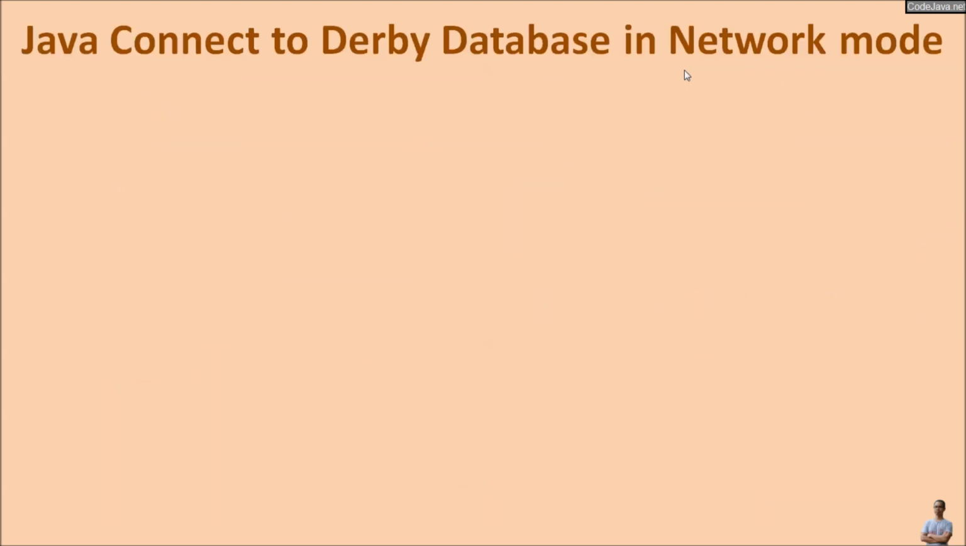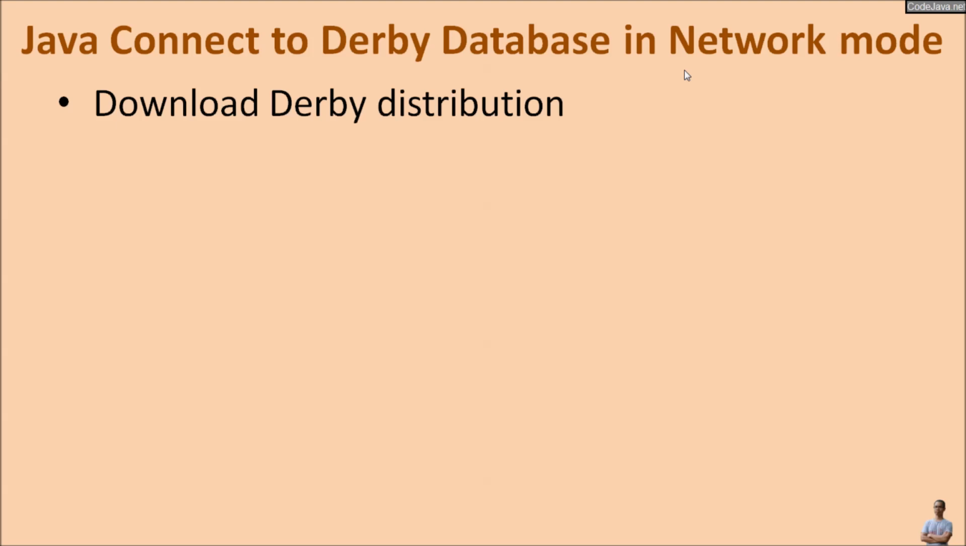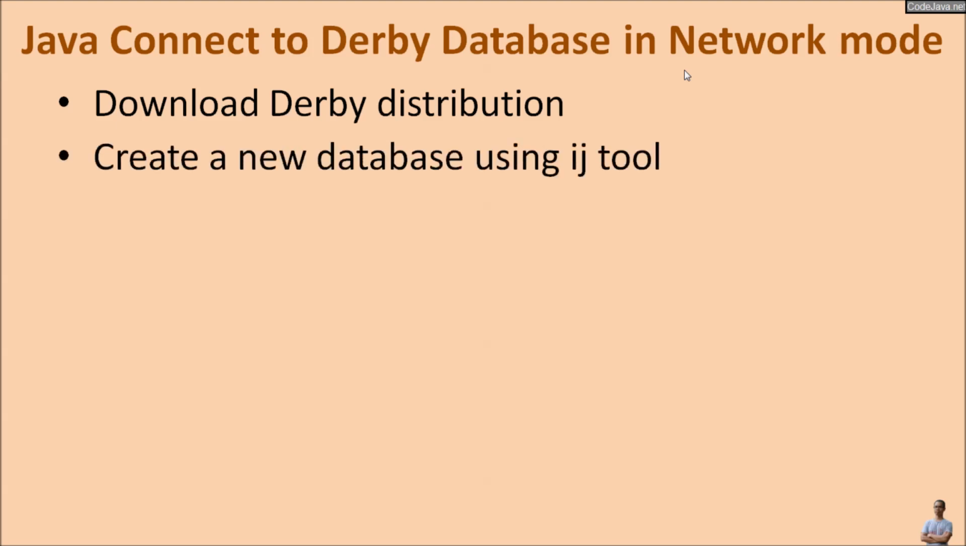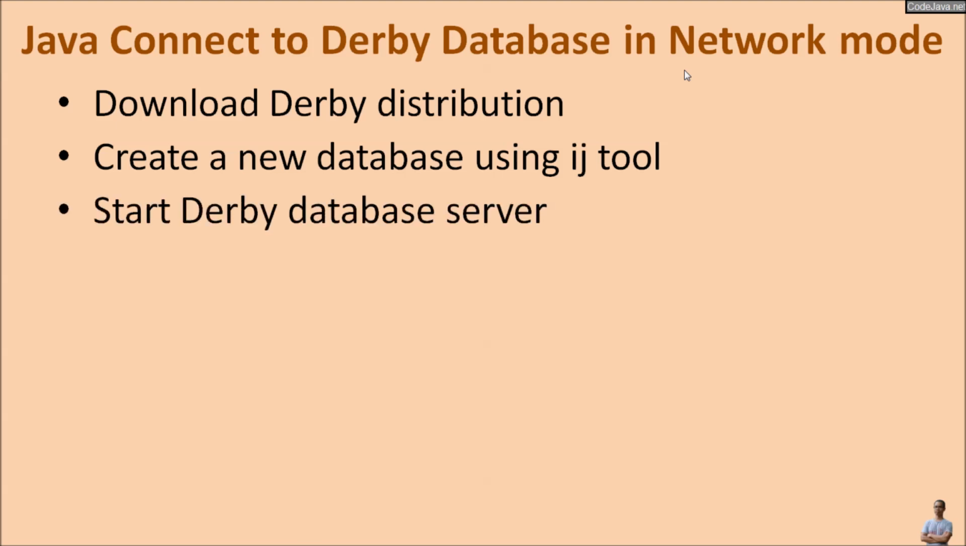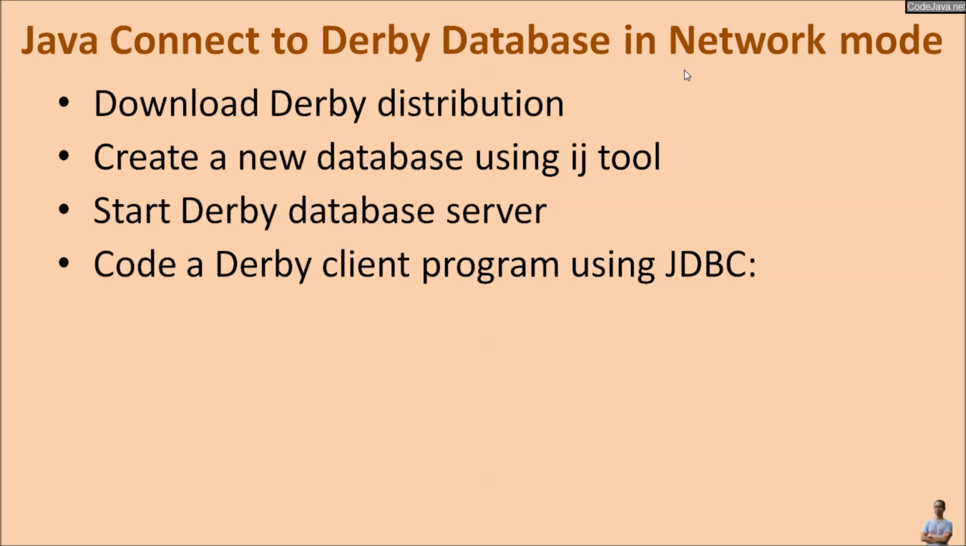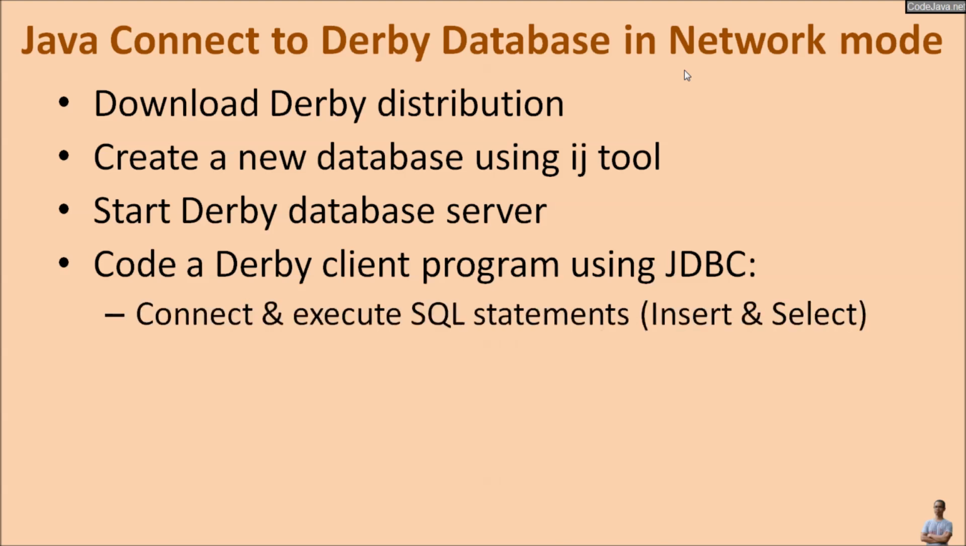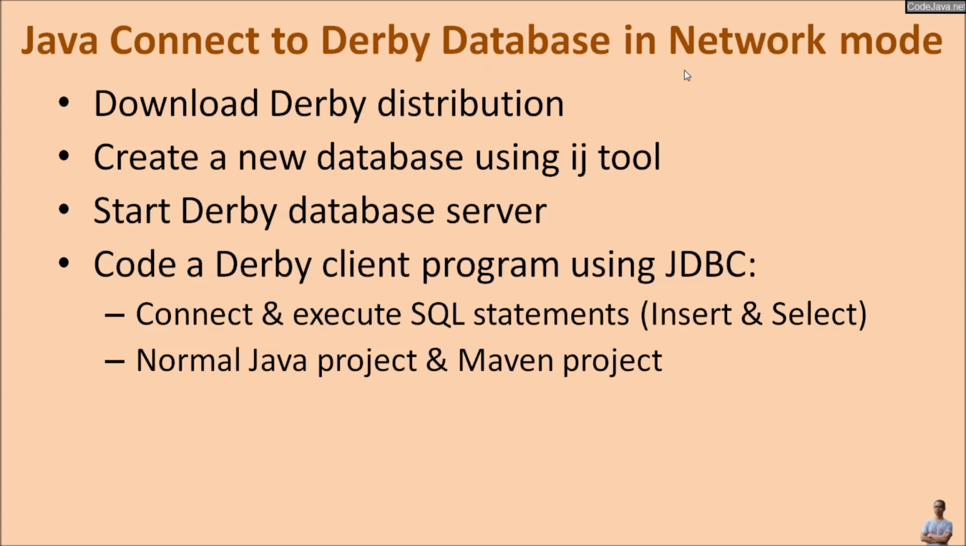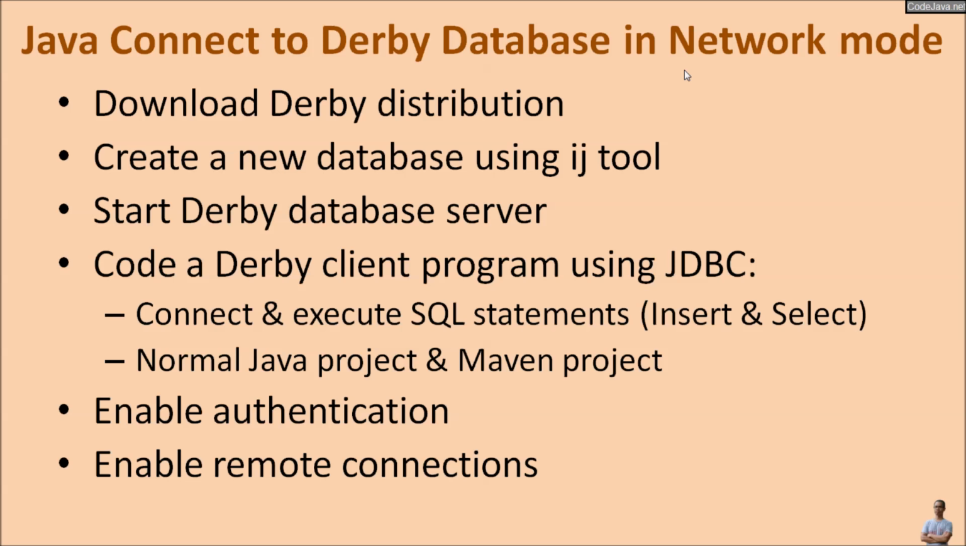And here are the details which you will learn through this video. Download distribution of Derby database. Create a new Derby database using the IJ tool. Start a Derby database server. Code a Derby client program using JDBC to make a connection and execute SQL statements to insert some rows and select rows from a table. And you will learn how to code a Derby client program in a normal Java project as well as a Maven project, and how to enable authentication and enable remote connection for the Derby database server.